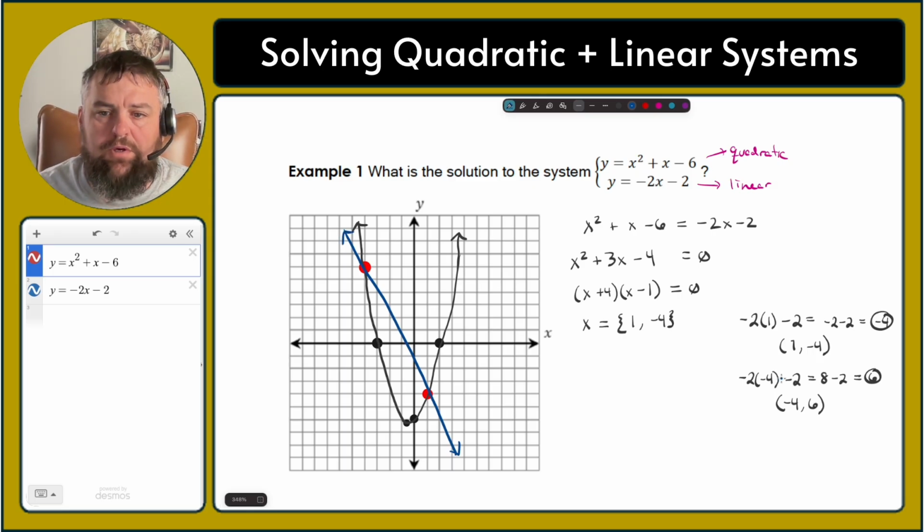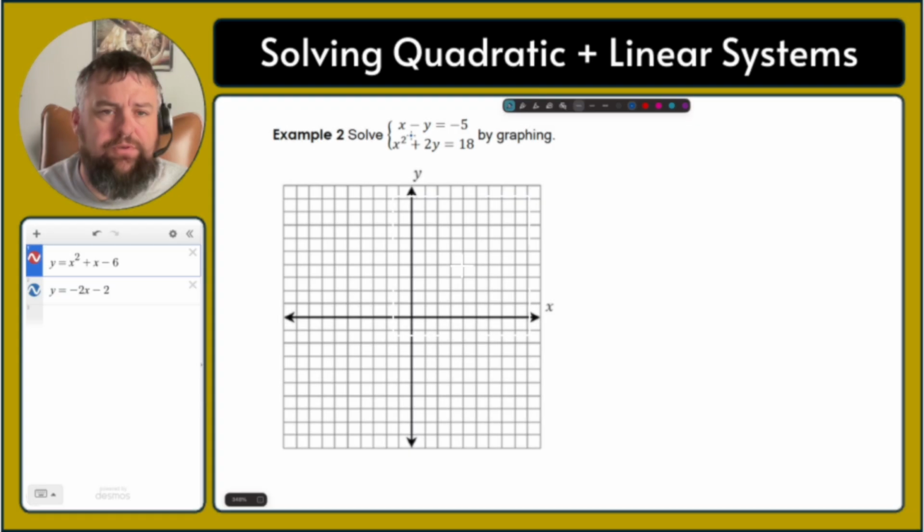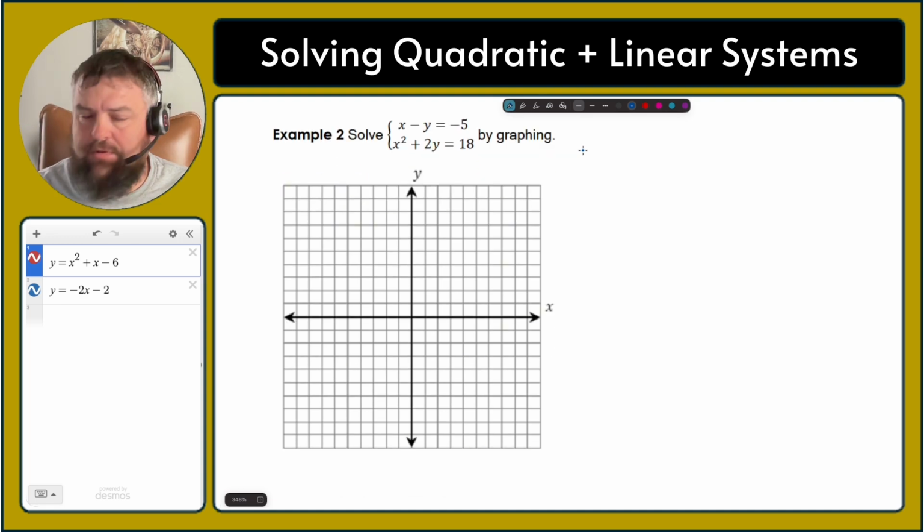So our two solutions are negative 4, 6, and 1, negative 4. Now in example 2, we have x minus y equals negative 5 and x squared plus 2y equals 18. First thing we want to do is fix the equations so that they are y equals.